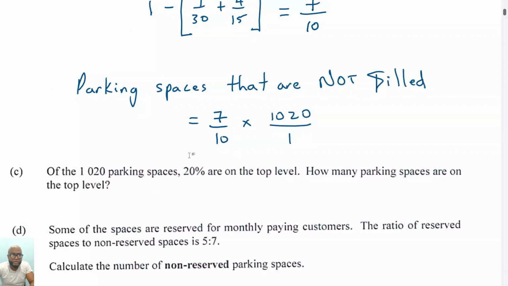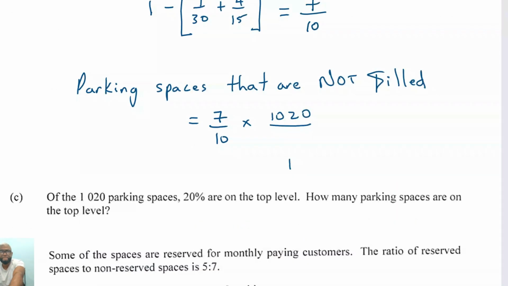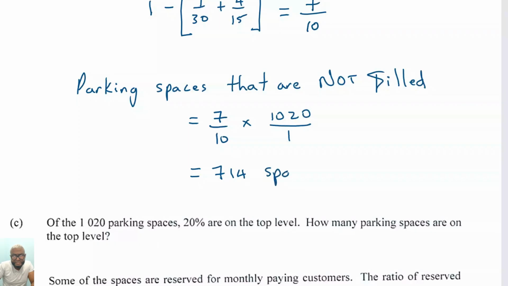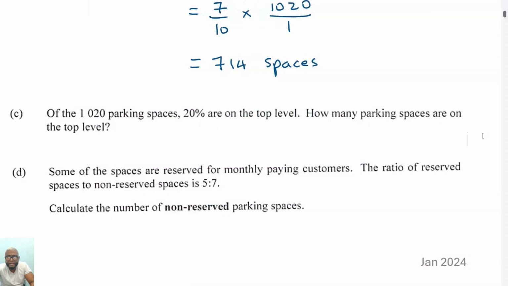And when we work on this, what do we get? 700 and how much? 14. 714 spaces. Right? Proper thing.